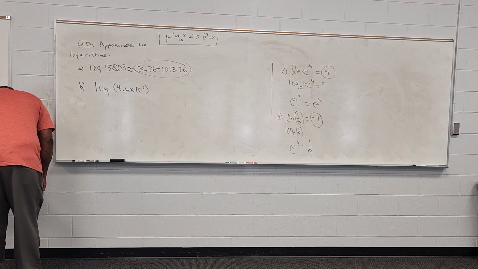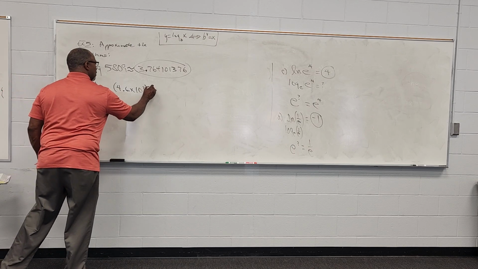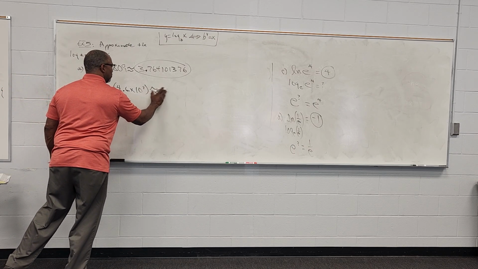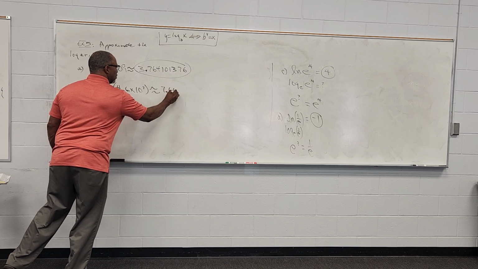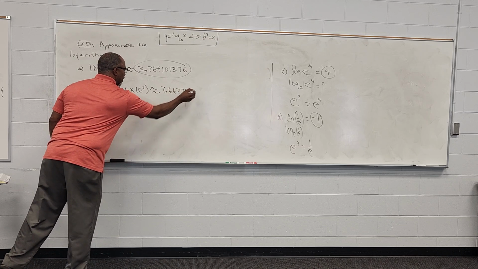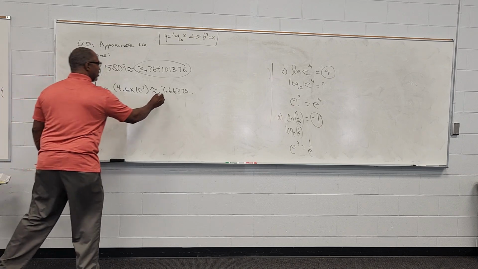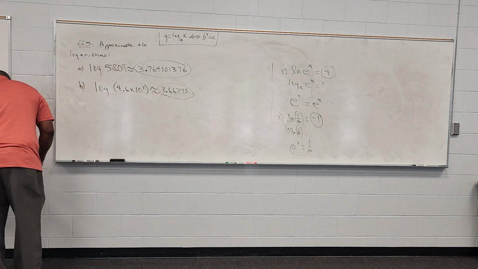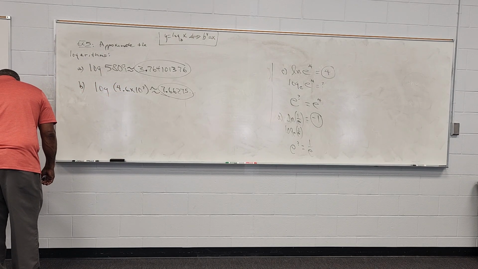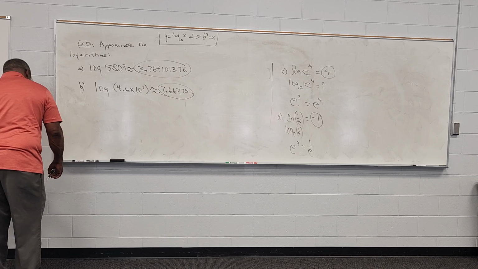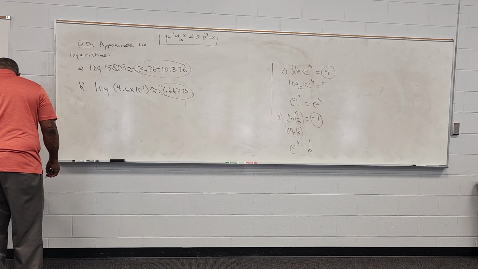And they say that you'll get 7.66275. Again, you're just plugging these into your calculator. All right? So you can look at C, D, E, and F, because it's nothing more than plugging it into your calculator. I'm not going to do any more of those.